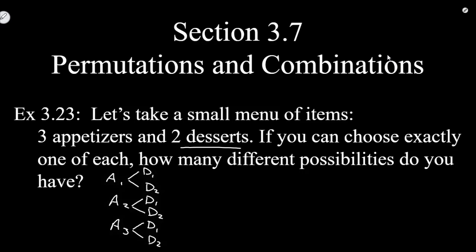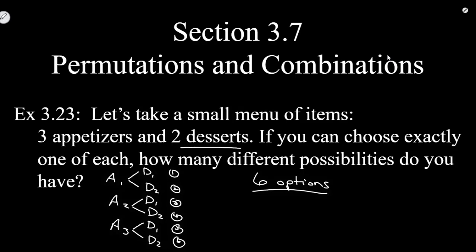So what we notice in this situation is that we have 1, 2, 3, 4, 5, 6 different total options that we could choose by picking one of the 3 appetizers and one of the 2 desserts. So 6 different options is what we would have there. And this leads us into something called the multiplication principle, or the basic counting principle.